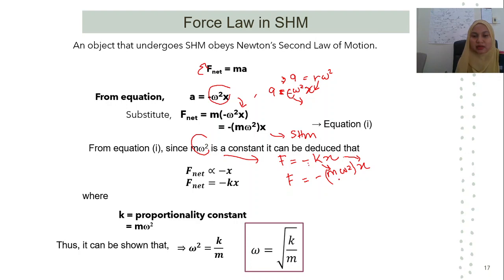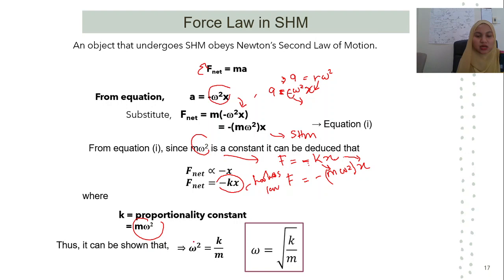And k here is represented by m omega squared, because as you can see, the equation is similar. So that is why we call m omega squared a constant here. So we can conclude that F is proportional to negative x, by using the Hooke's law equation. So k is the proportionality constant. This one we already derived.